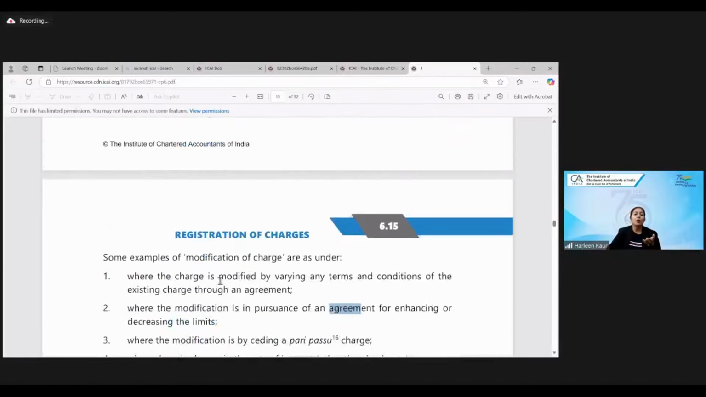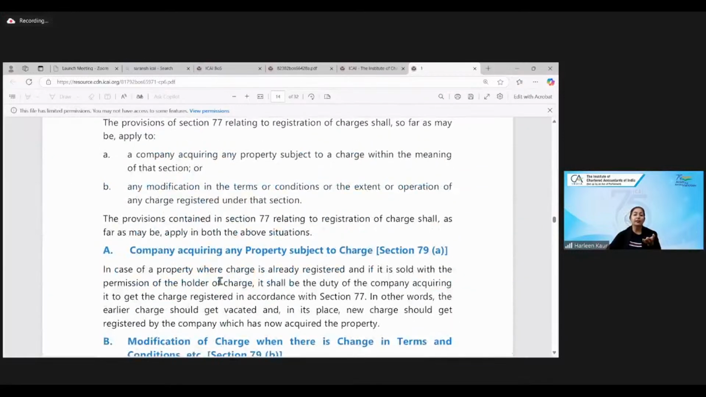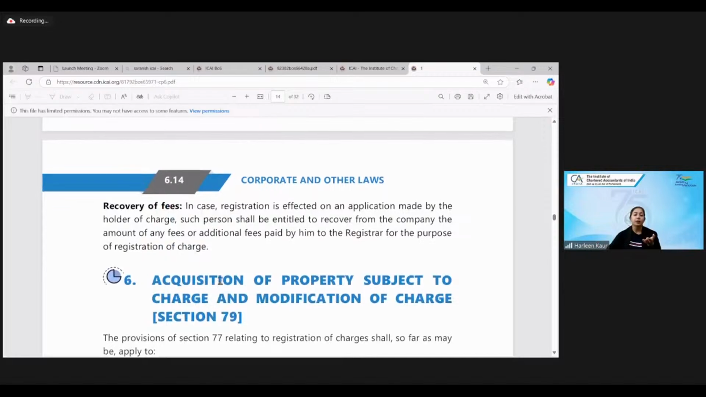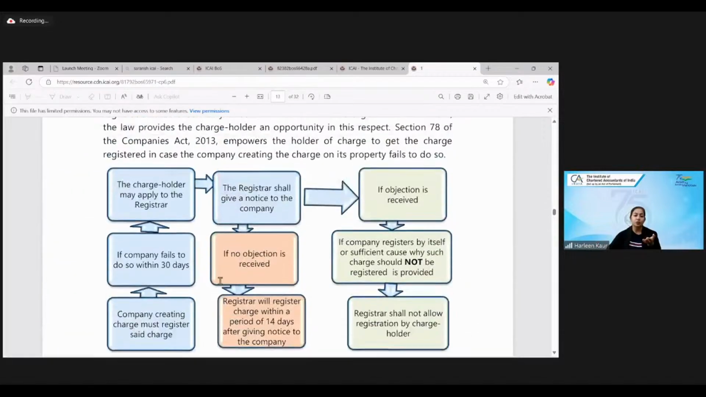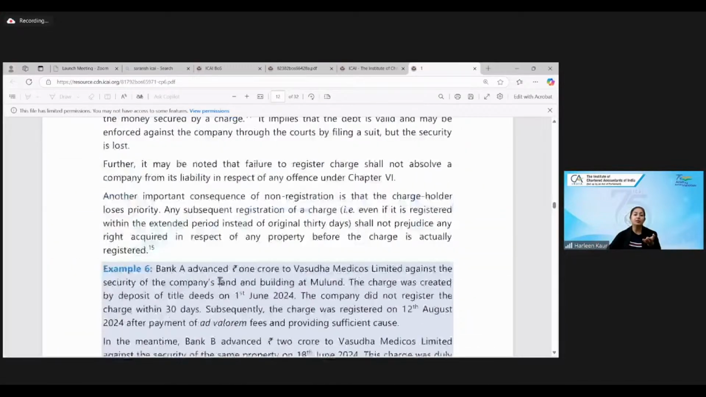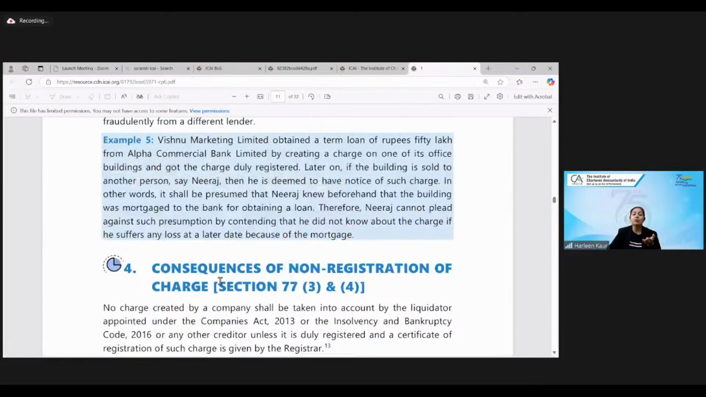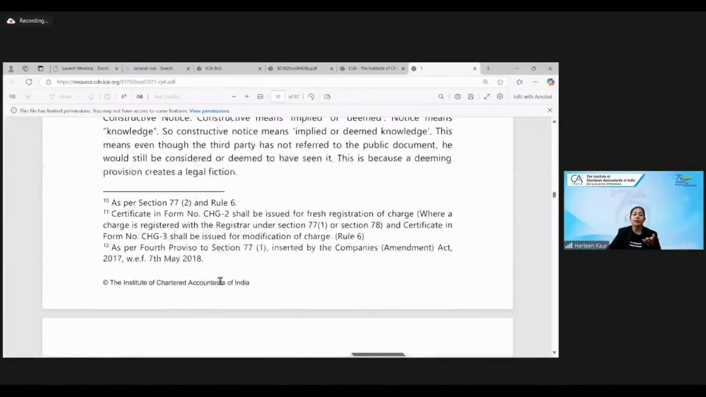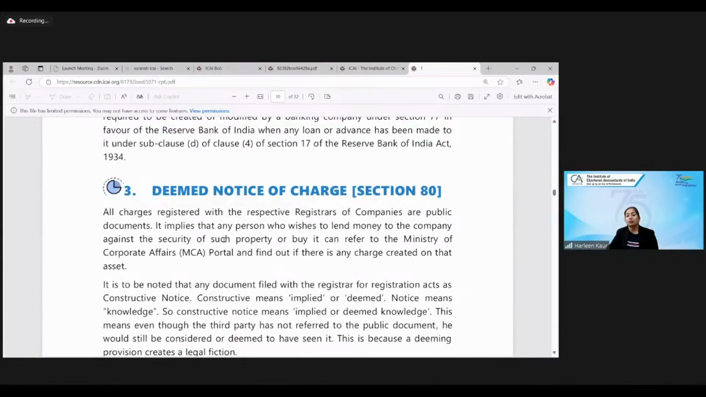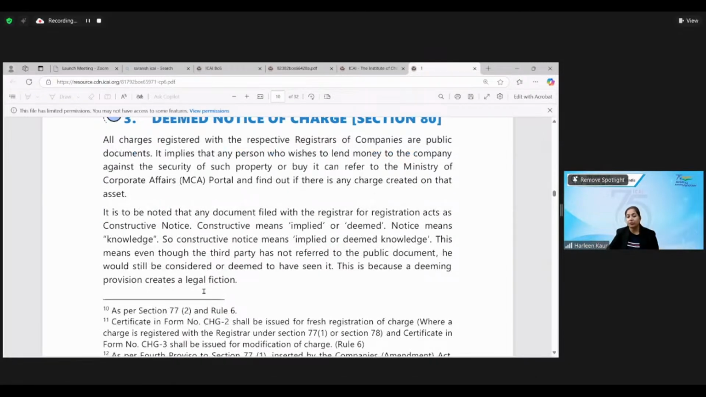So it says that once the charge has been created on your property in favor of the charge holder, it becomes a deemed notice. That means now everyone who is dealing with that company is aware of this charge. All the charges which have been filed with ROC are to be put on the Ministry of Corporate Affairs portal, and anyone who deals can find out whether any charge has been created against this property or not. It is known as the doctrine of constructive notice, meaning it's a deemed notice.